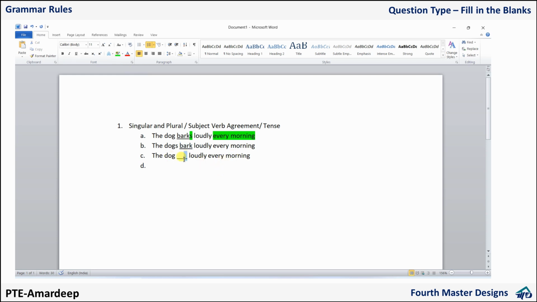And then you have the dog. Now in this case, I can even say the dog barked loudly every morning. Yes, he barked loudly every morning till something happened. It depends on the context. So even this is also correct. It depends on the context, but this is also correct. You need to keep all these rules in mind. Well, it's not rules you need to keep, but you have to take care of singular, plural, subject, verb and tense.